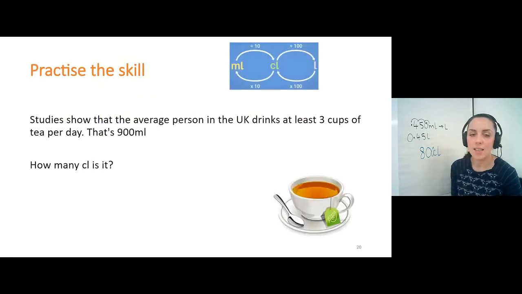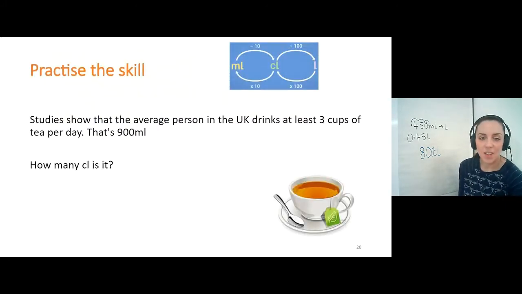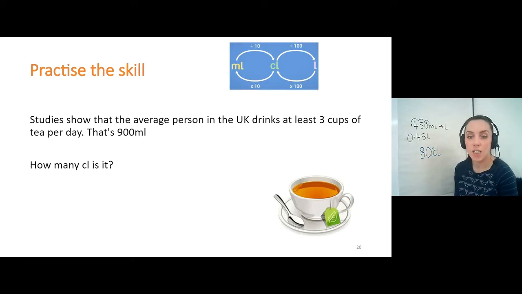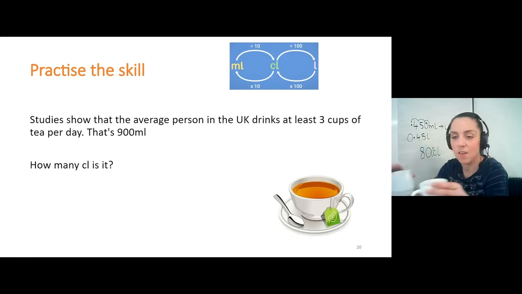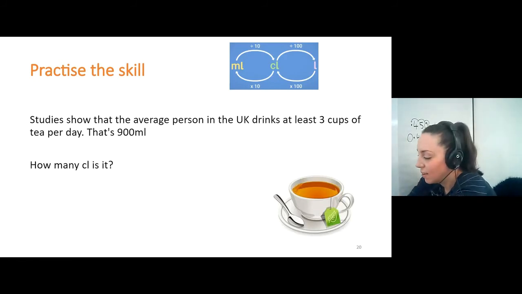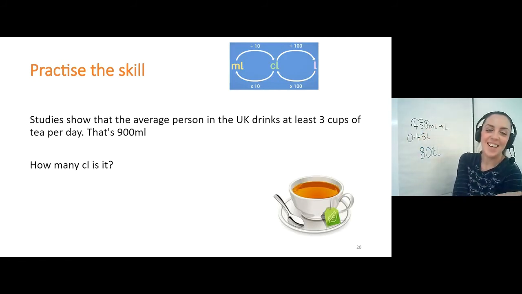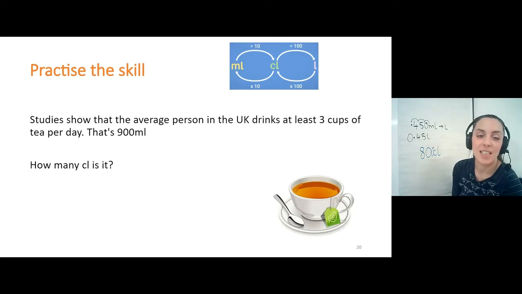Here's a level 1 example. Again, I've left that conversion up at the top because I think it's something we are probably going to need to memorise and work on a little more. Studies show that the average person in the UK drinks at least 3 cups of tea per day. I can definitely verify that. That was in the last hour. That is 900 millilitres. So how many centilitres is it?